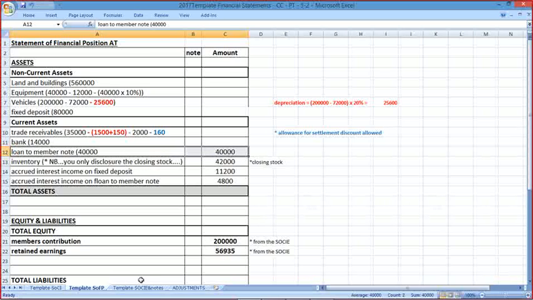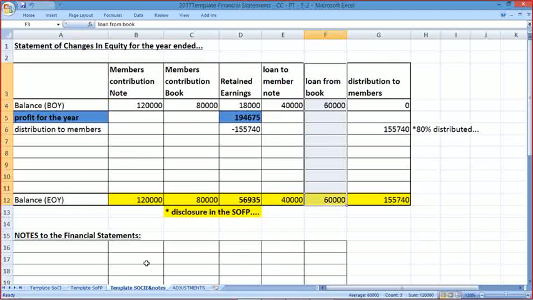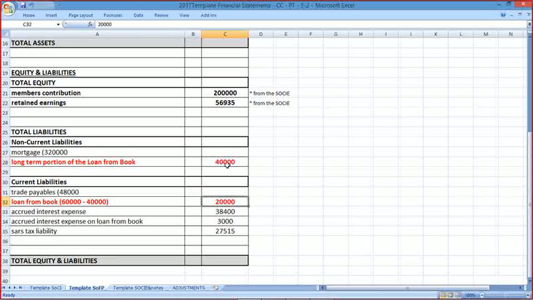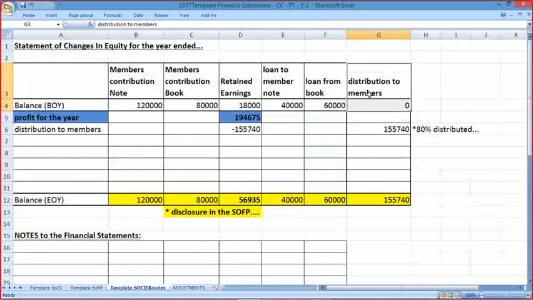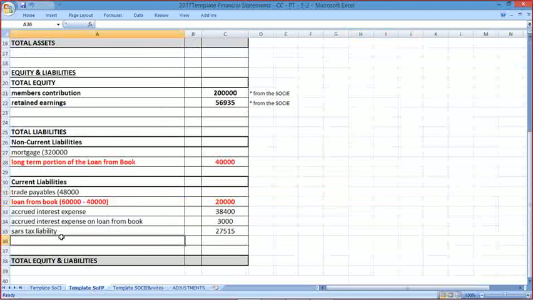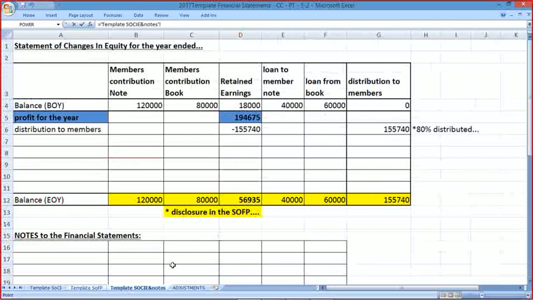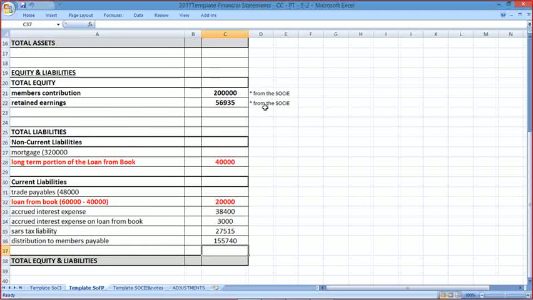We don't have to put it in again. Go back. Loan from book 60. Did we have that? Yes, we did. There's the 40. There's the 20. There's the 60. Okay, go back to the SOCI. Did we have the distribution to members? No, we didn't. Okay, so distribution to members is an amount that's payable. It's outstanding. Okay, so it's a liability. There's the amount, 155,740. Okay, that's something that we need to reference.